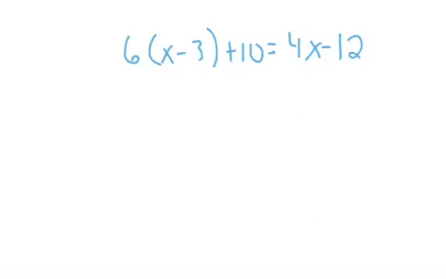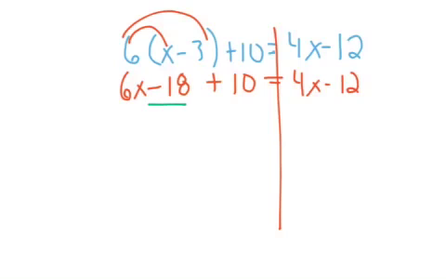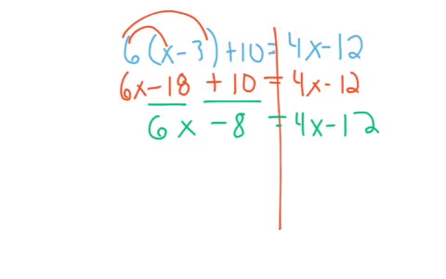Alright, here we go. First step is to distribute, and always make sure you draw your line down your equal sign. So I have 6x minus 18 plus 10 equals 4x minus 12. I can combine my like terms, so negative 18 plus 10 would give me 6x minus 8 equals 4x minus 12. Oh gosh, you have variables on both sides.